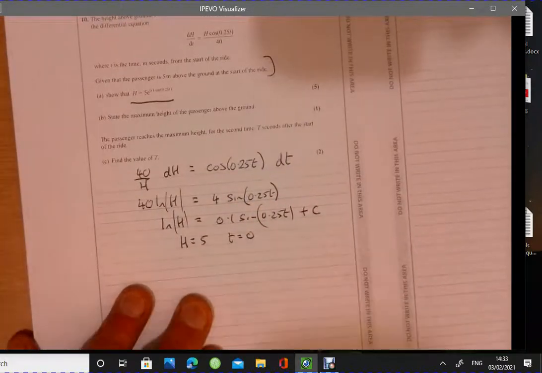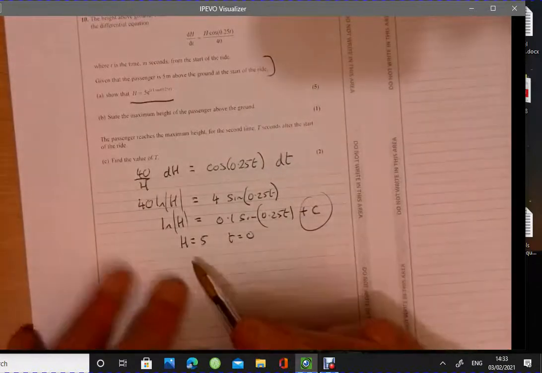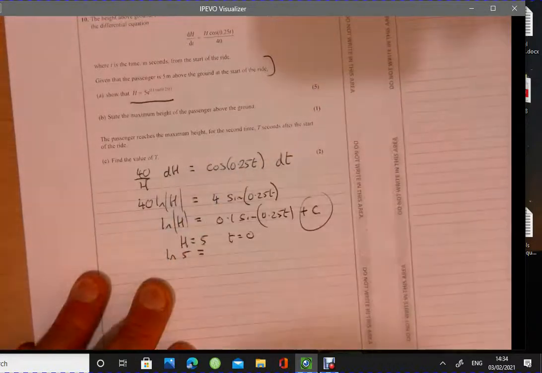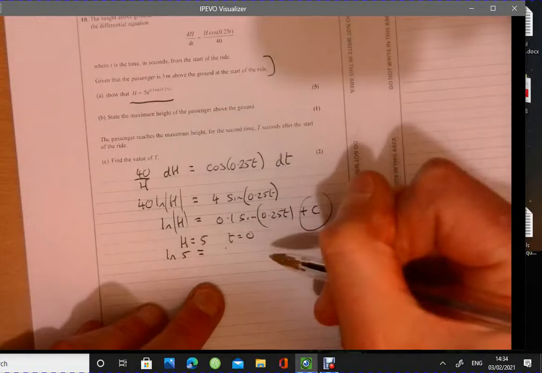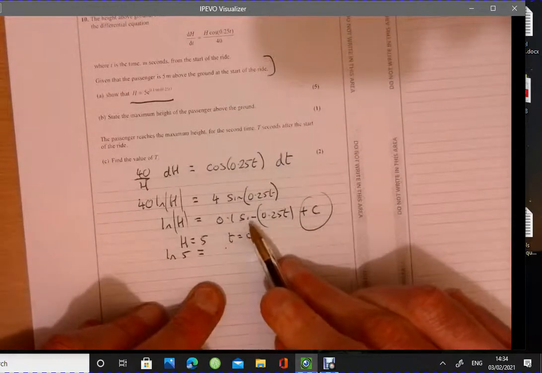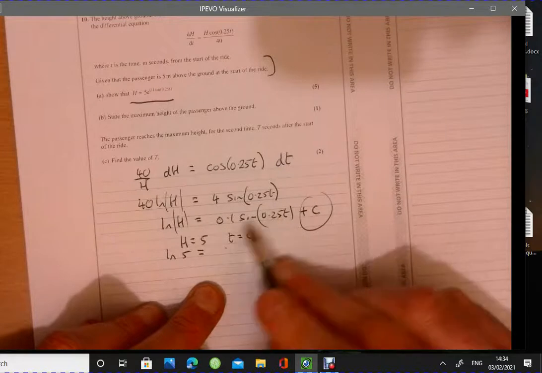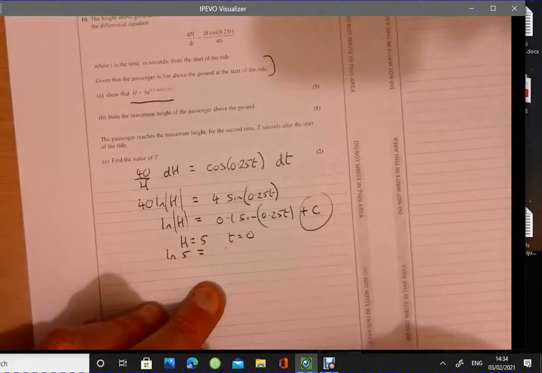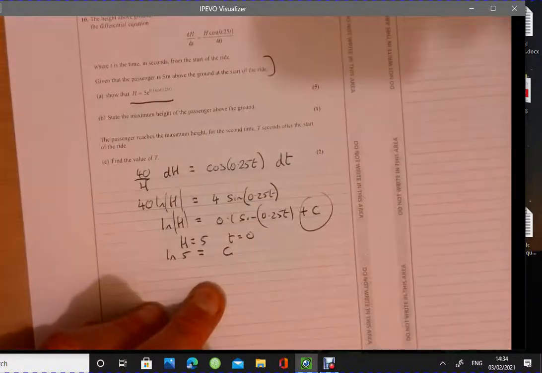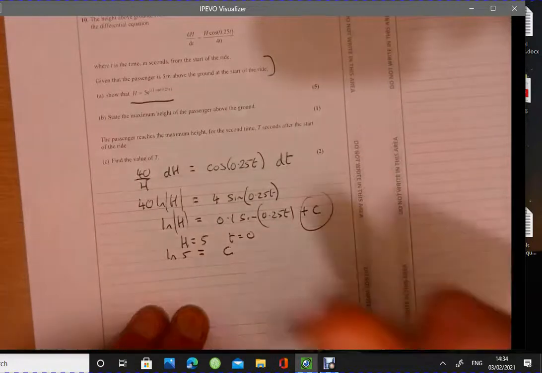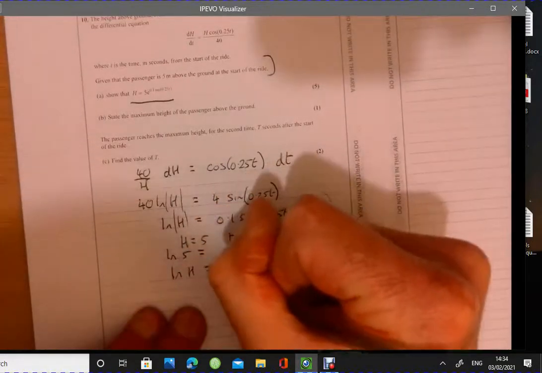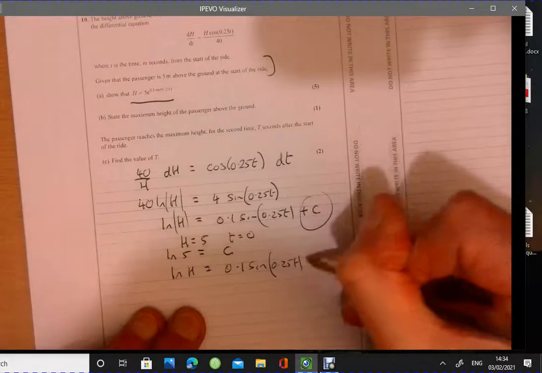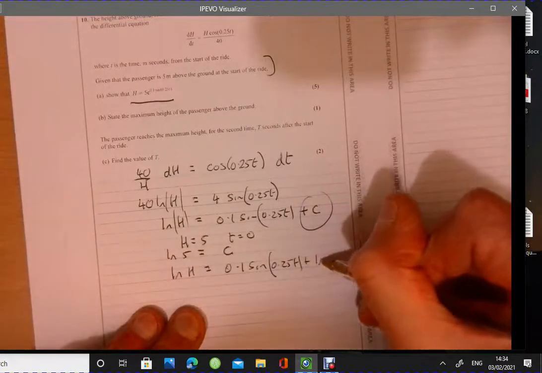So if we sub that information in, that will give me ln 5 equals 0, oh wait a minute, what's this going to be? Sine 0 times 0.1. Isn't that just 0? There you go. So C must equal ln 5. So if I now write this down, I've got ln h equals 0.1 sine 0.25t plus ln 5.